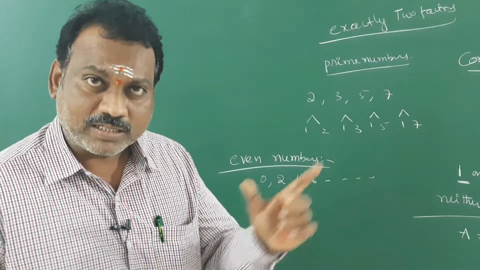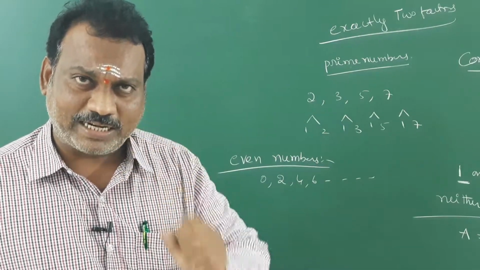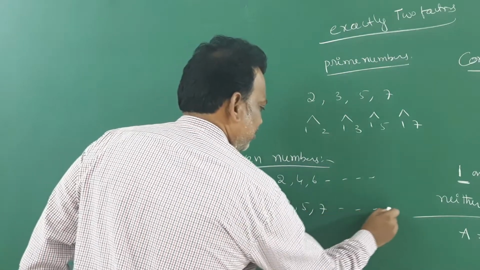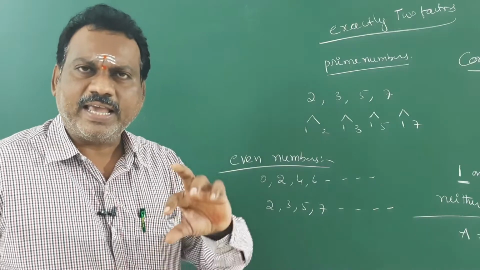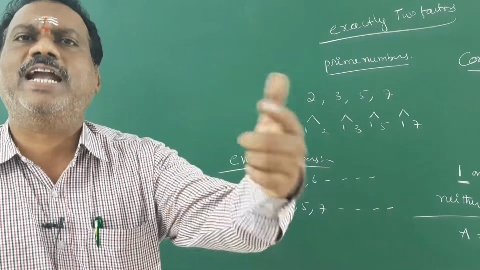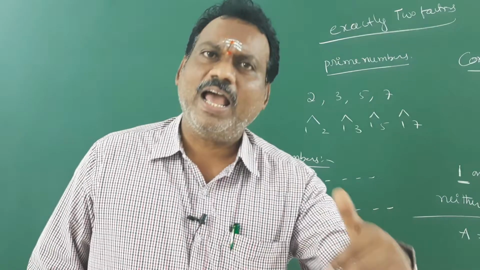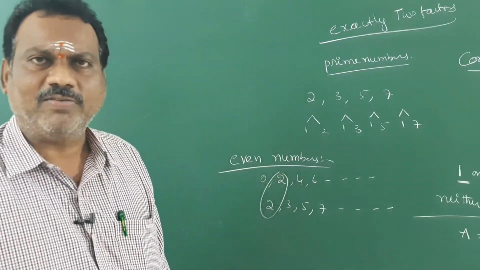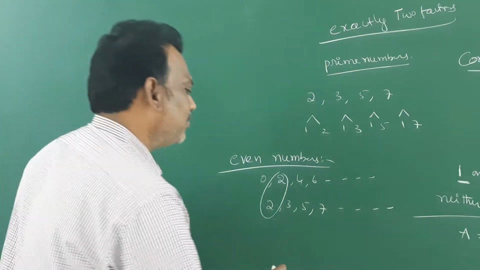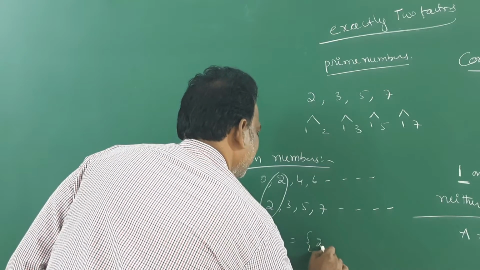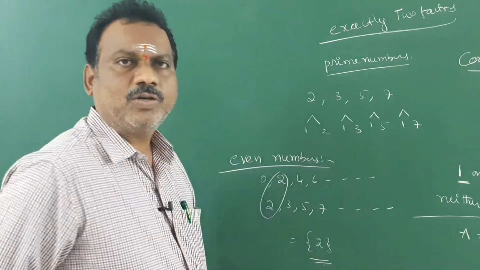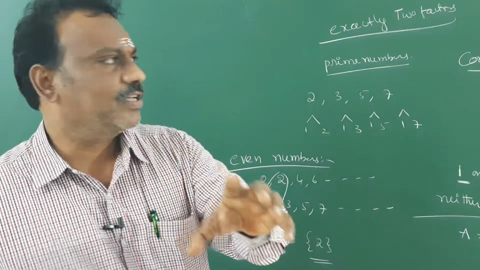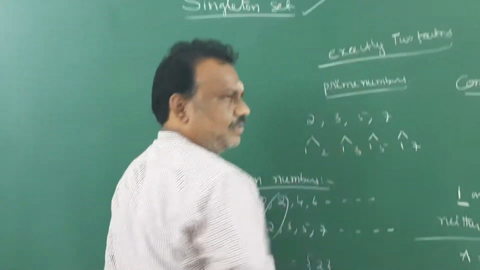Prime number means, as I just told, exactly 2 factors: 2, 3, 5, 7 and so on. We need an even prime. That means both conditions should be satisfied. It should be an even number as well as a prime number. Even and prime, we have only one. What is that number, students? 2. That's why an even prime is always 2. So this set also contains one and only one element. Such kinds of sets are called singleton sets.